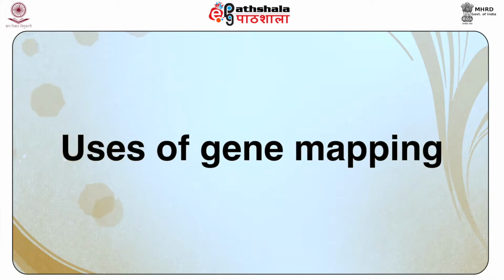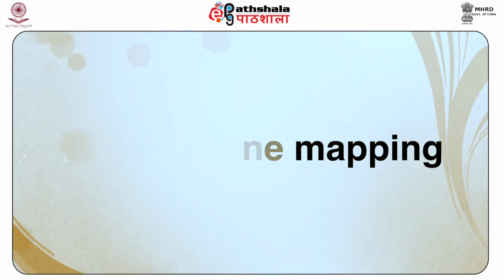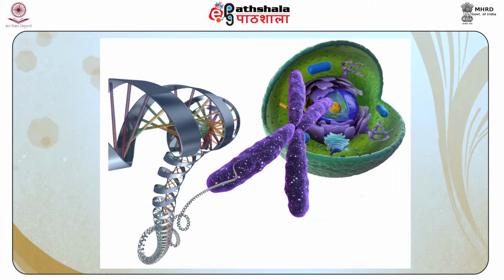Let us understand the uses of gene mapping. Identification of genes is usually the first step in understanding the genome of a species. Mapping of the gene is usually the first step of identification of the gene. Gene mapping is usually the starting point of many important downstream studies.